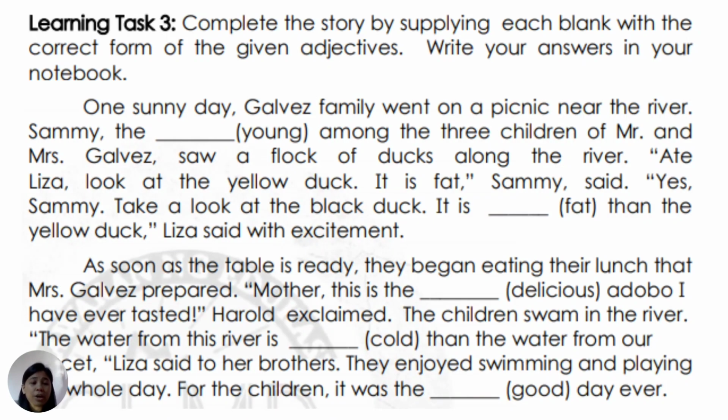Number 3, or learning task 3. Complete the story by supplying each blank with the correct form of the given adjectives. Write your answers in your notebook. One sunny day, Galvez family went on a picnic near the river. Sammy, the blank or young among the 3 children of Mr. and Miss Galvez, saw a flock of ducks along the river.